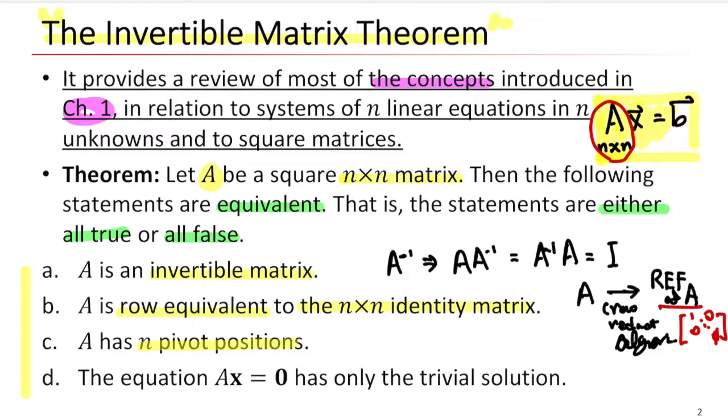Okay. Then what is the next statement? A has n pivot positions. What is the meaning of pivot position? Okay, if we have the matrix A, something like this, n pivot positions means that because the size of the matrix A is n by n, the pivot positions should be here, right? So there are n pivot positions, right?